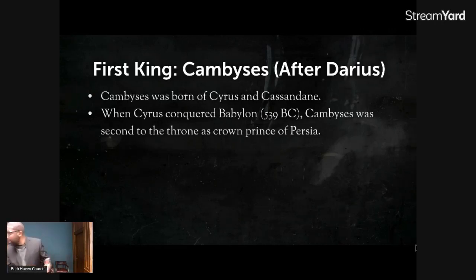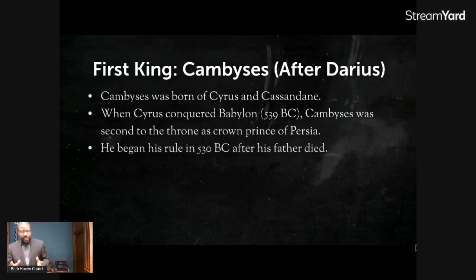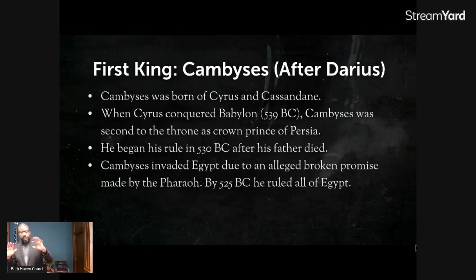Once he dies, Cambyses ascends the throne. He began his rule in 530 BC after his father had passed away. So Cambyses was set to rule after his father died. Cambyses, in 525 BC, essentially was a ruler. There wasn't really a lot going on under his rule. Not really many wars or anything. There was a famine that happened in 528 BC, and a lot of people took that as Cambyses not being worthy enough to rule because of this famine.